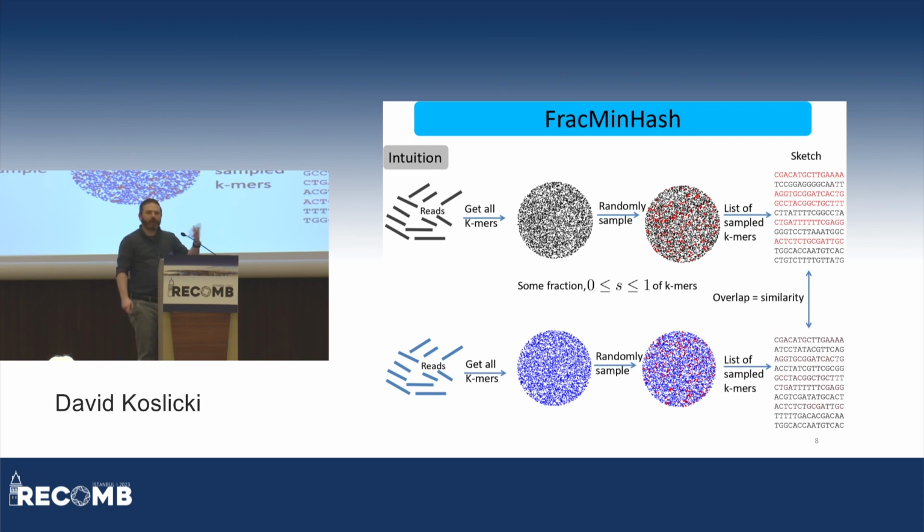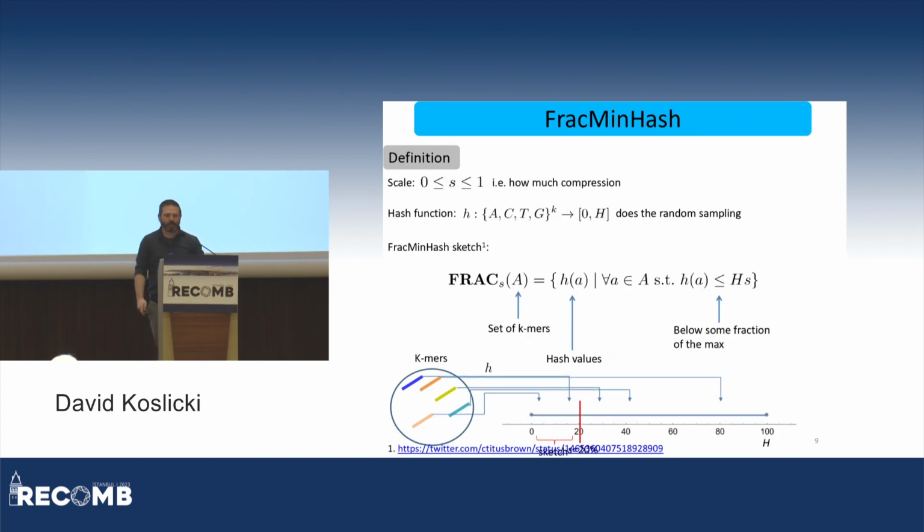And then the overlap between these couple of sketches is going to be a proxy for similarity between the read sets. Okay, so now for the actual rigorous definition. First thing that you do is select a compression factor, select an S value between 0 and 1, how much compression you want. And then we have a hash function. This hash function is going to uniformly randomly map k-mers to an interval 0 to H. H there is the maximum value of this hash function here.